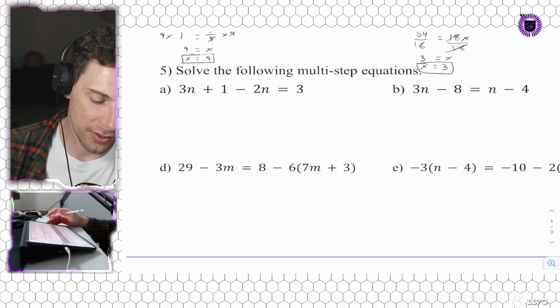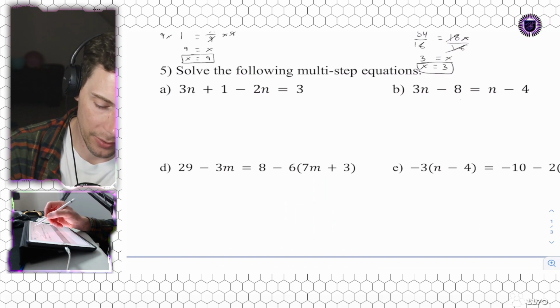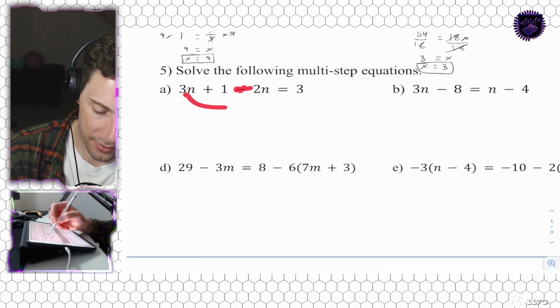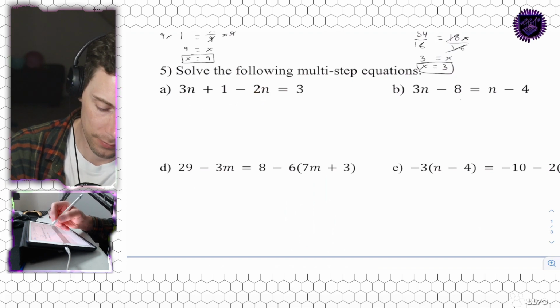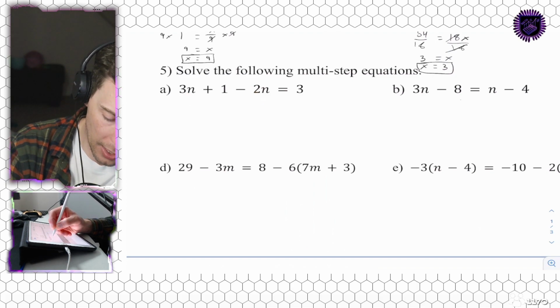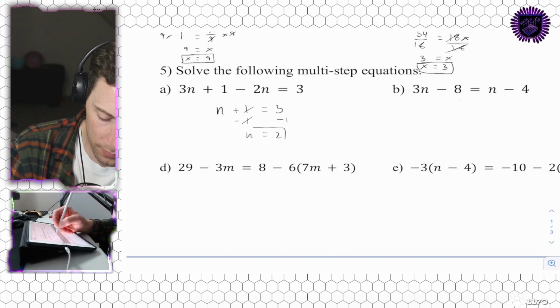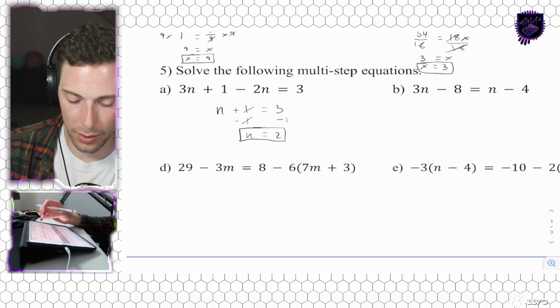3n plus 1 minus 2n. So let's first combine our like terms, 3n and minus 2n, leaving us with n plus 1 equals 3. Subtract 1, cancels, n equals 2. So good so far.